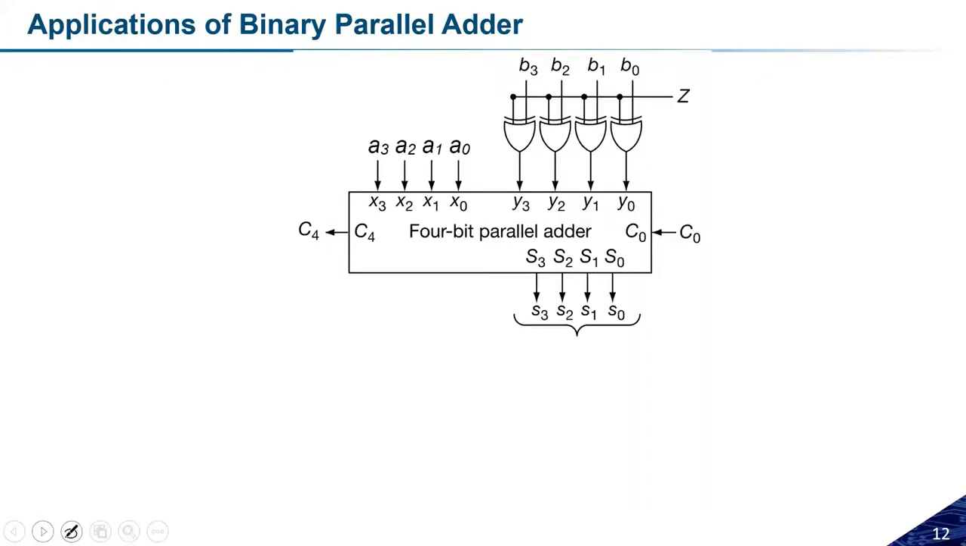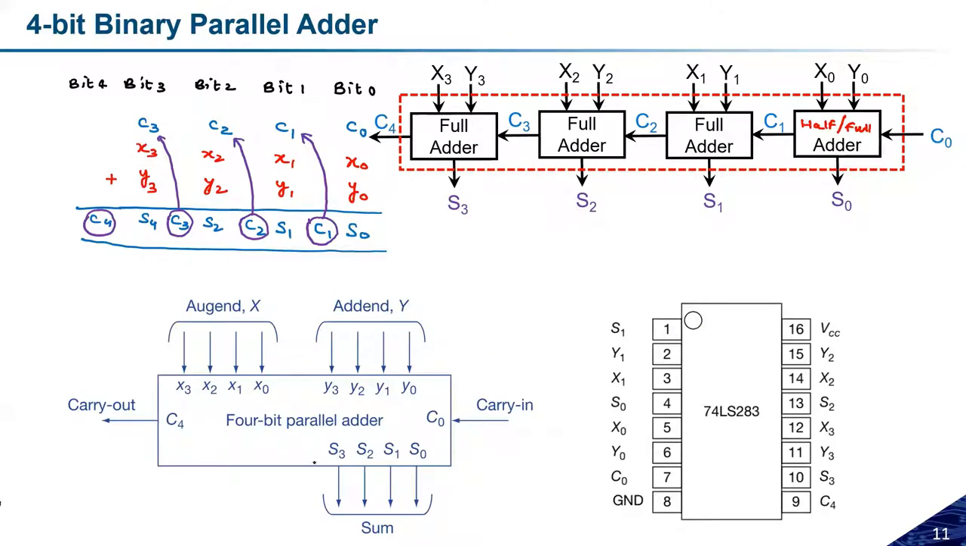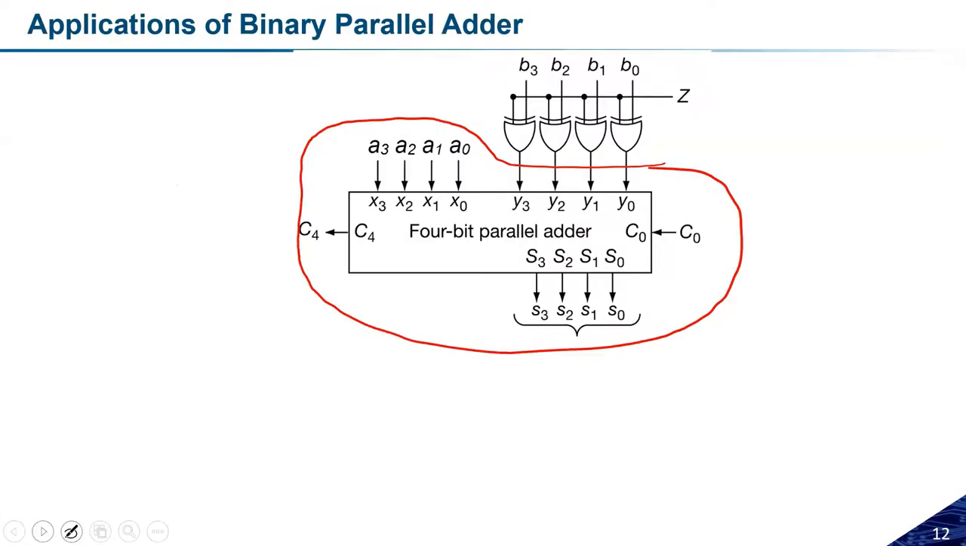As of now, we have just seen that this particular block is the 4-bit parallel adder, as in the previous slide. If you see here, the 4-bit parallel adder has X0 to X3, Y0 to Y3, S0 to S3, C0 and C4. These are all the inputs and outputs of the 4-bit parallel adder. Now in this diagram, we have Y0 to Y3, X0 to X3, S0 to S3, C0 and C4. The circle I have made in red color is the 4-bit parallel adder. Now let us try to utilize it.